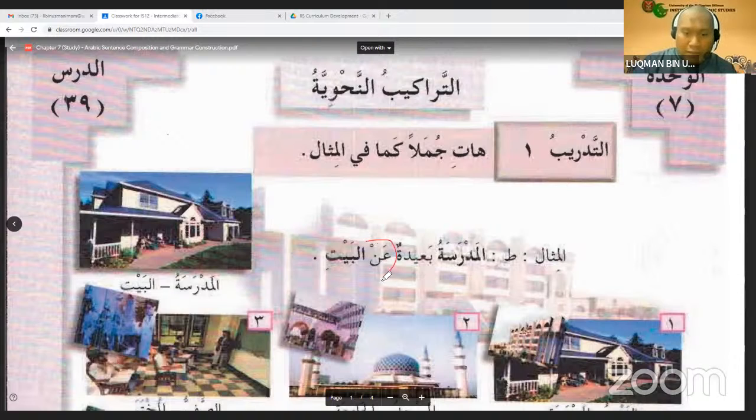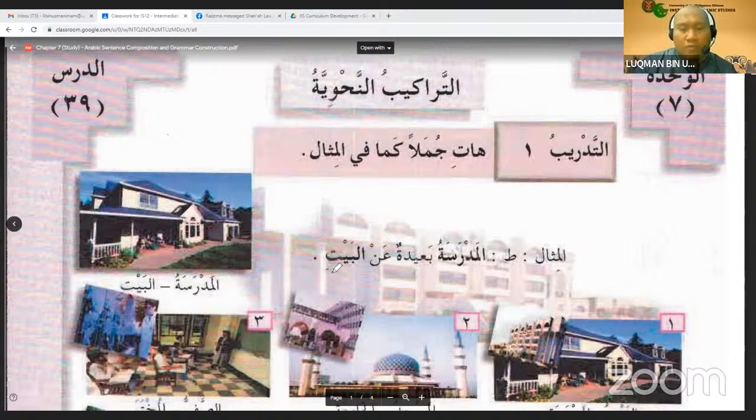Although it is translated in English as from, no, we are not using min. Min is used to indicate the distance when it is near. So for example, we will say the school is near the house: al-madrasatu qaribatun min al-bayti. Then this is a very simple sentence. This one is the subject, al-mubtada, and this one is the predicate, khabar. So this one is just additional.